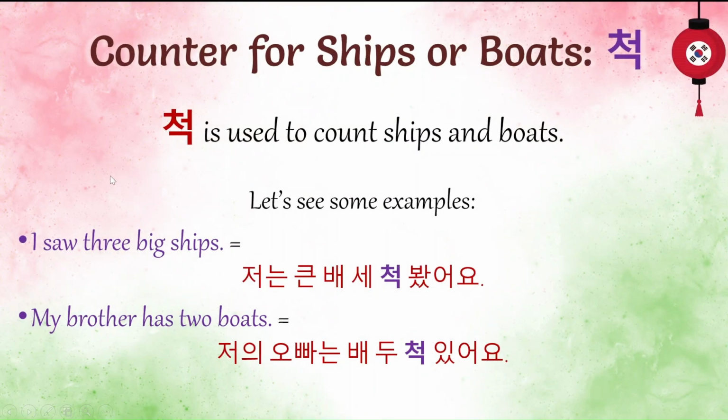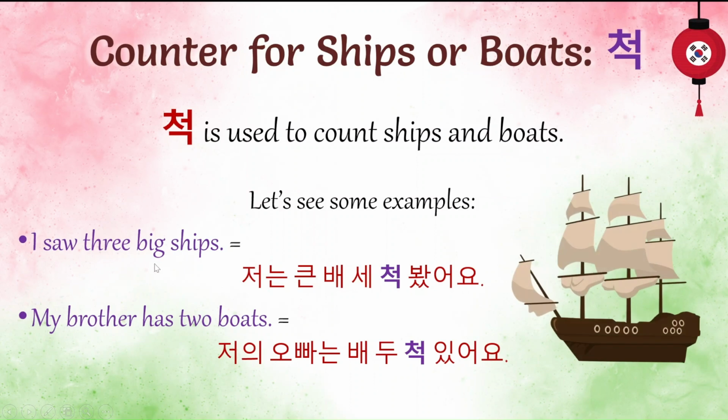Now let's move to the next counter. That is the counter for ships or boats. This 척. 척. Now 척 is used to count ships and boats. Very simple. And this counter uses pure Korean numbers. Okay? Let's see these examples to understand its usage in sentences.